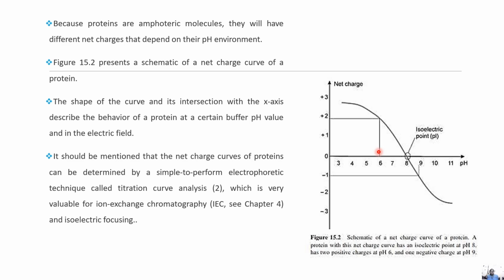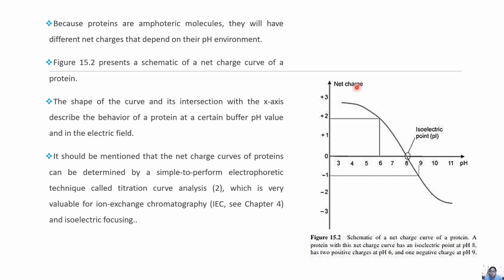So they will have different net charges that depend on their pH environment. This is a schematic of a net charge curve of a protein. The shape of the curve and its intersection with the x-axis describes the behavior of a protein at a certain buffer pH value in the electric field. It should be mentioned that the net charge curves of proteins can be determined by a simple electrophoretic technique called titration curve analysis. It is very valuable for ion exchange chromatography.